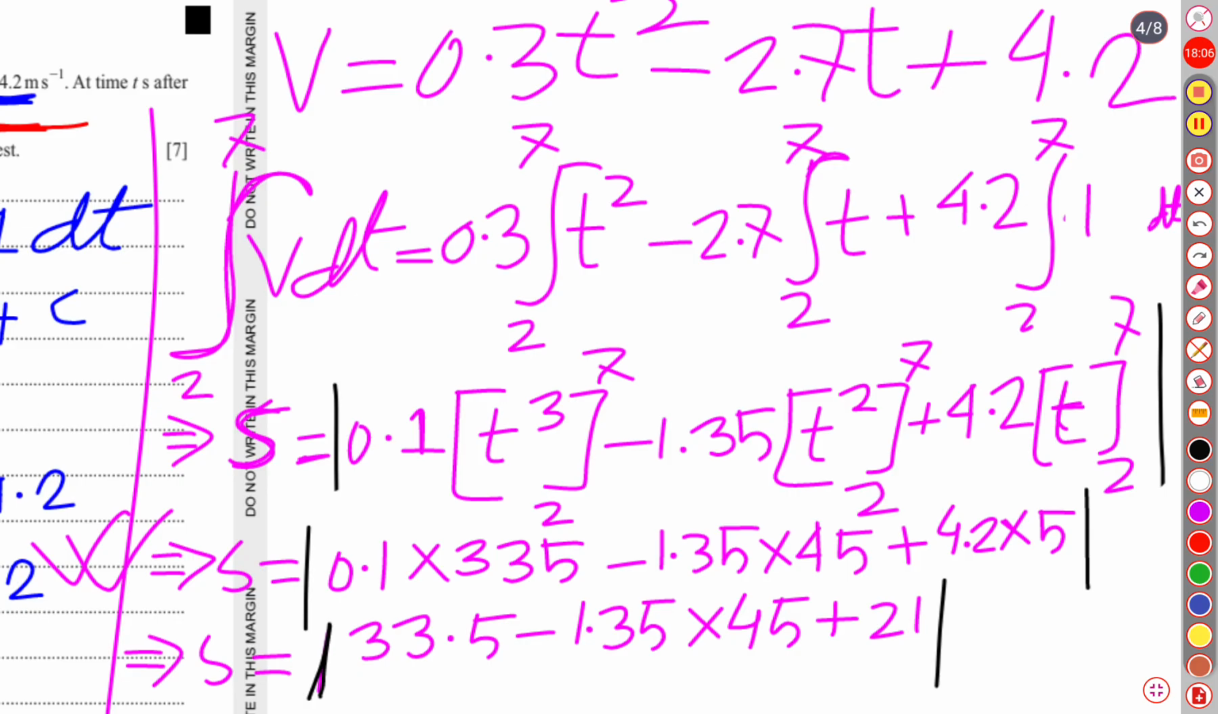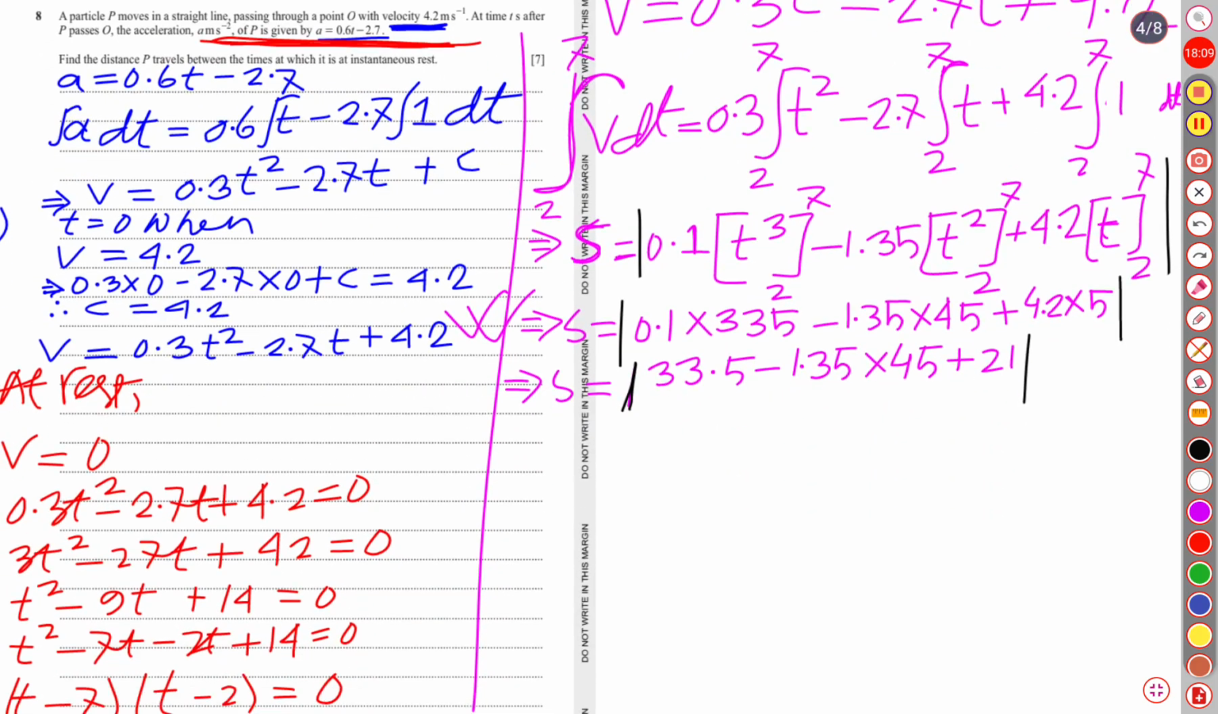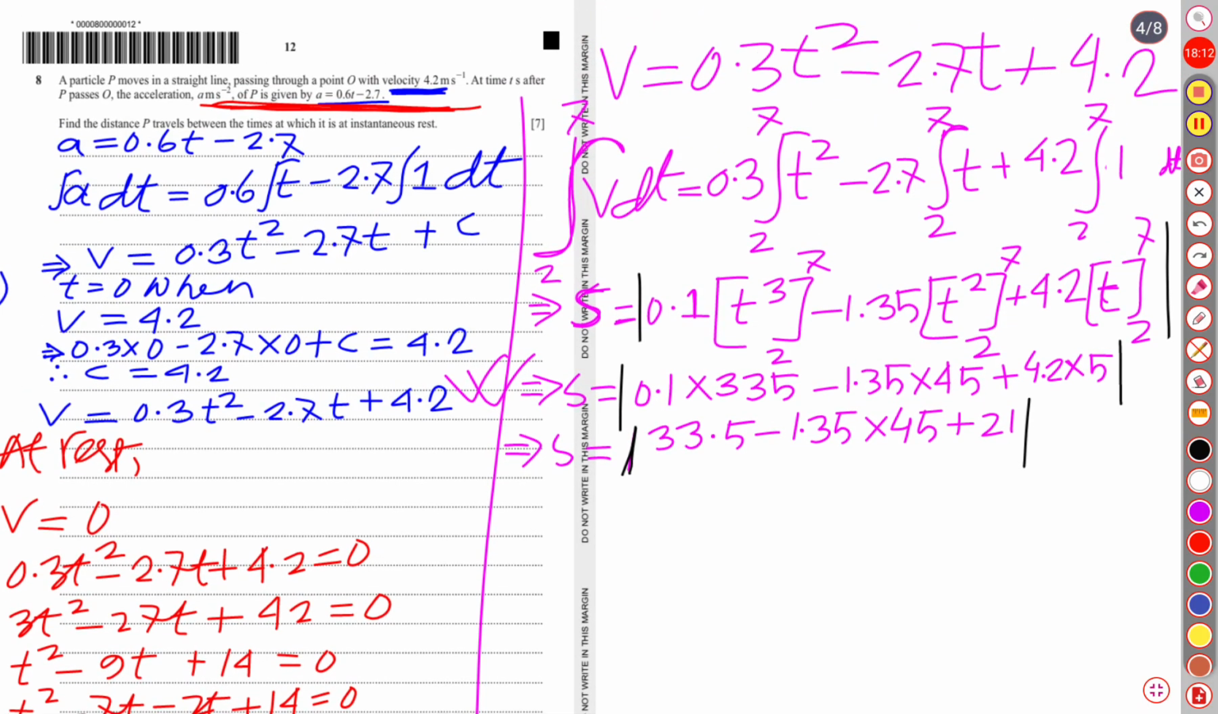After that, if we simplify this, s is equal to 33.5 plus 21. So it is going to be 54.5 minus 1.35 into 45. Then the modulus symbol here.